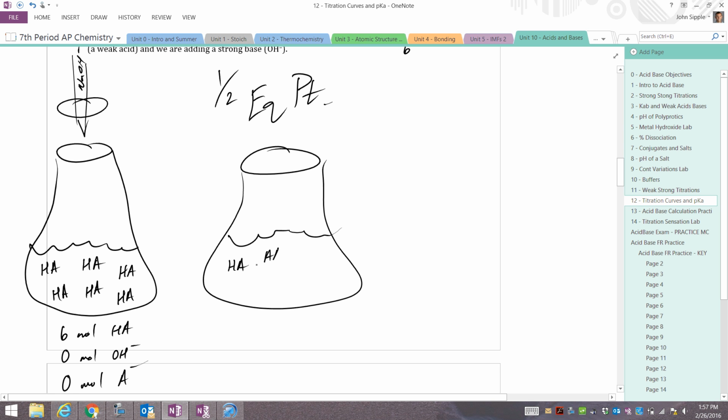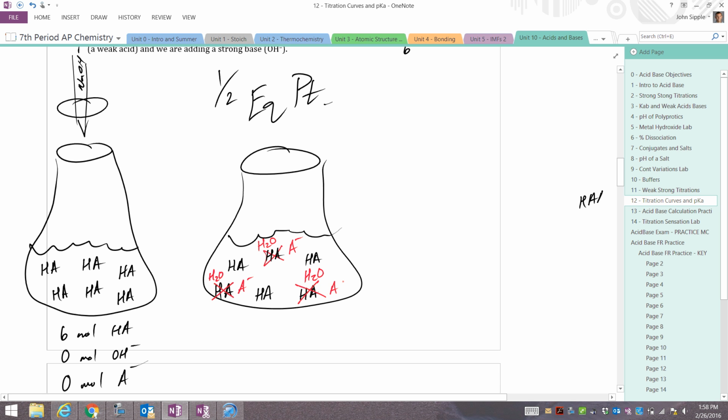I'm going to draw my 6 HAs. Let's just start adding OHs, right? For every OH I put in, I cancel out an HA and make water and A minus, right? So I want to get there halfway, so I got water and A minus, right? Water and A minus.